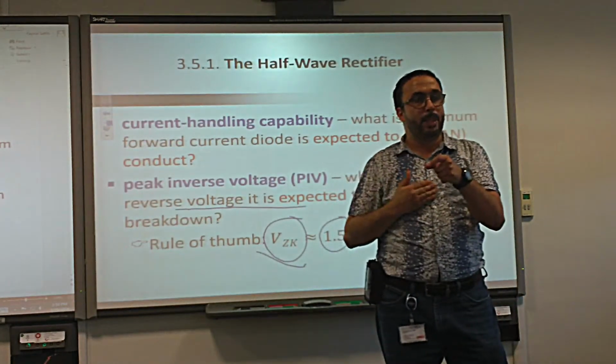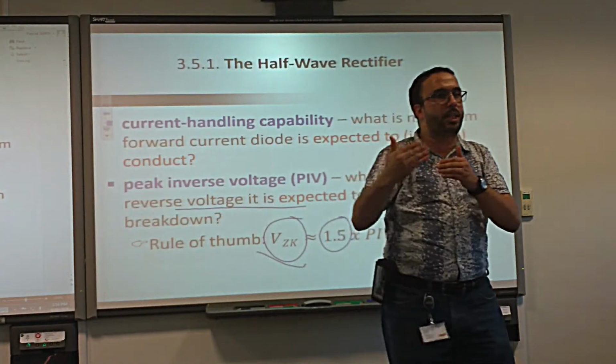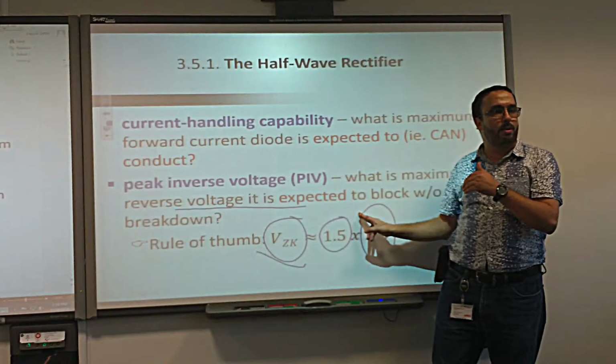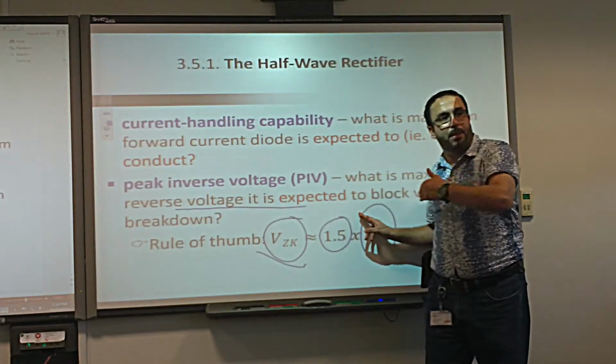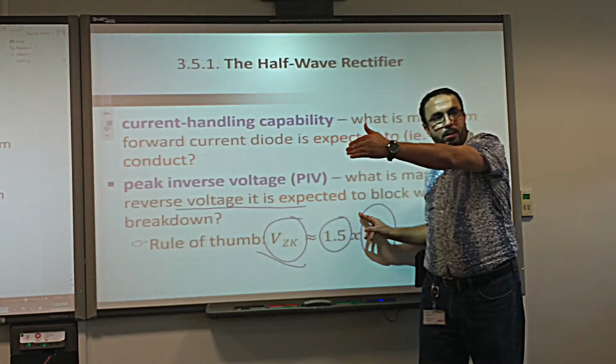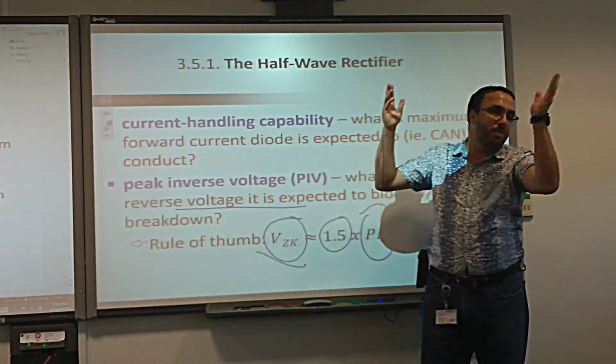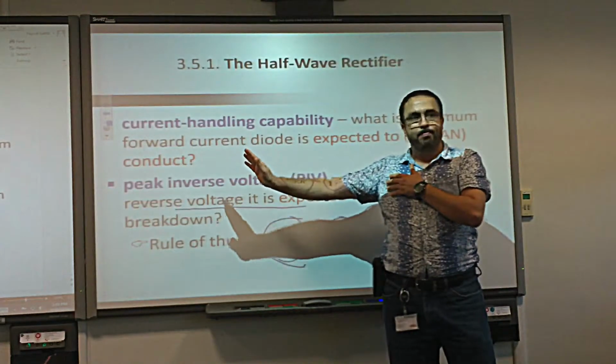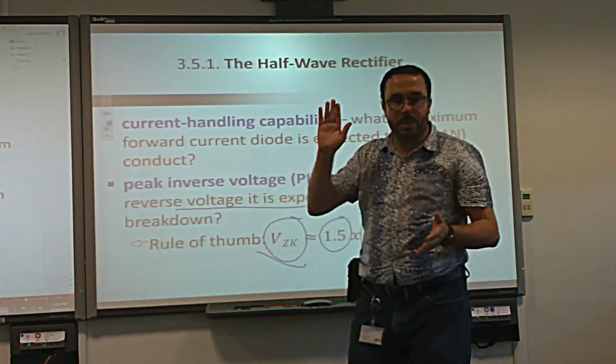Do you understand? It can be in the reverse, fine, but it will not reach the breakdown. Why? Because the maximum value is this value across it, yes or no? Now I'm giving 1.5, I'm giving 50% extra room for my diode, just in case, who knows, to stay away from the breakdown. Do you get it? Yes. Got it? Clear? Very simple, very simple.